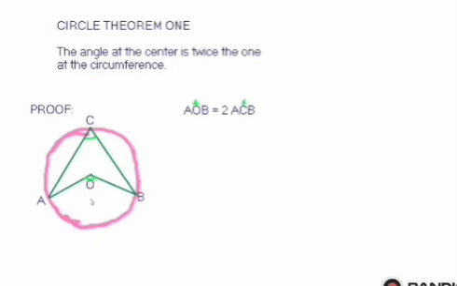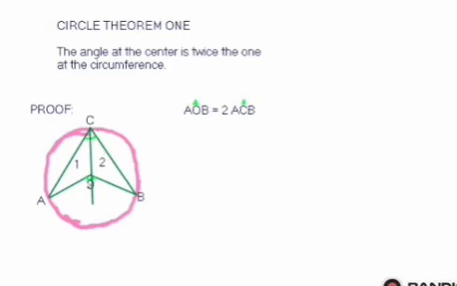We are going to bisect the angle at C and O by drawing a line that will pass through C and O. After drawing this line, we see that we have formed two triangles: triangle ACO, triangle 1, and triangle BCO, triangle 2.